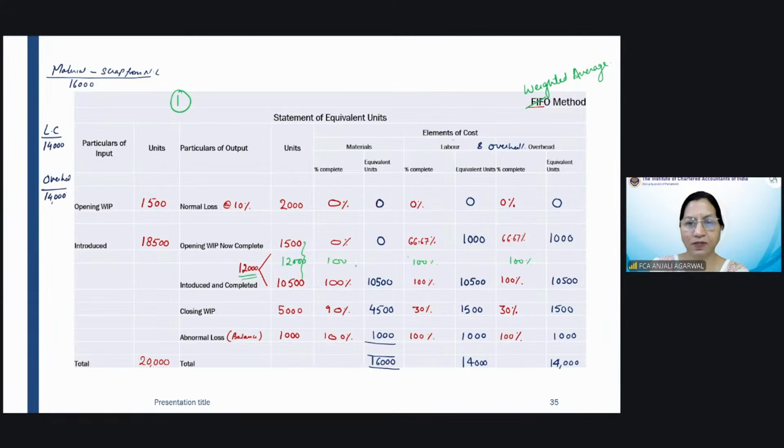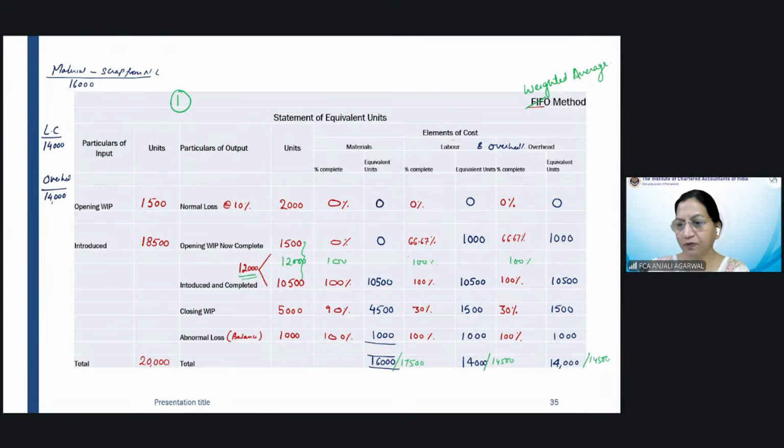So 12,000 into 100%, 12,000 into 100%, 12,000 into 100%. So in that way, your answer would be 12 plus 4,500 plus 1,000, 17,500. This will automatically change to 17,500. This will change to 12 plus 1,500, 14,500. This will also automatically change to 12 plus 1,500, 14,500.